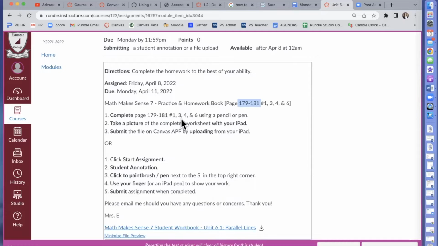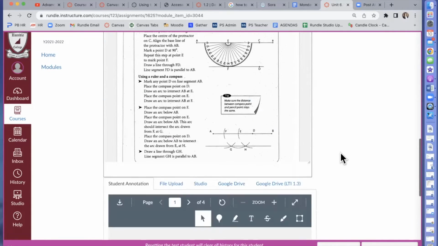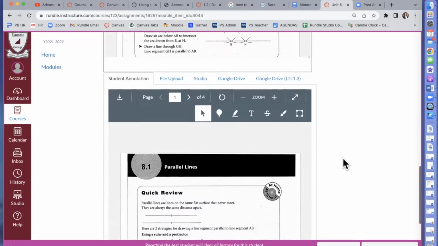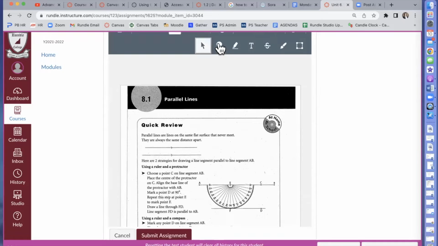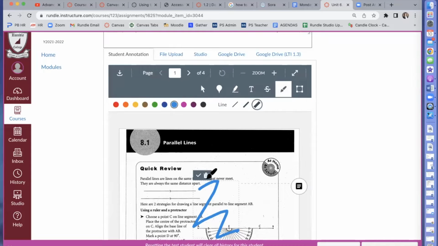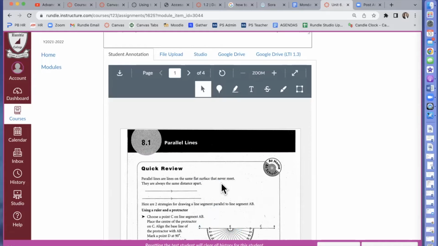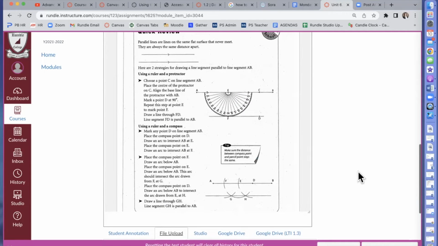There are two ways you can submit this. The first one is to take a peek at the textbook. I have the PDF here in the file or in your page, but student annotation is the first option. If you wanted to, you're welcome to click some of these tools, draw, write, do whatever you want to solve your problems, as a way to submit. Or, I usually don't do annotation because I'm not as good at writing with some of these tools. You're welcome to upload it as a file. You would go to file, upload your file from a screenshot like you've been doing all year, and hit submit. Okay, let's go over the actual assignment.